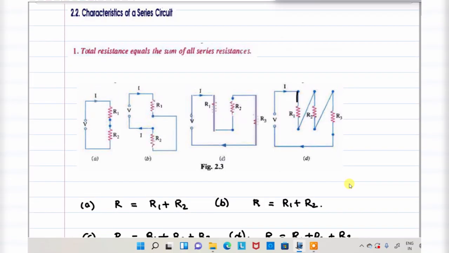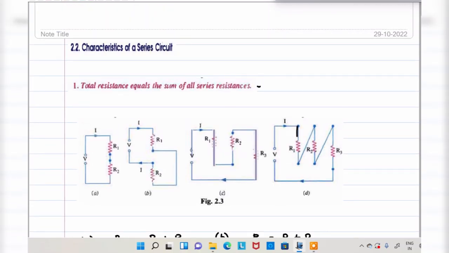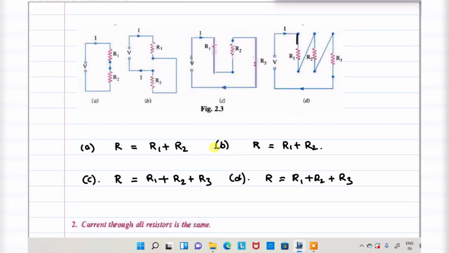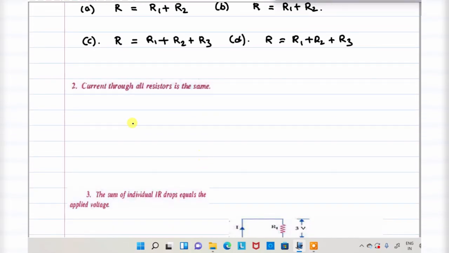All of you got the first characteristic? What is the first characteristic? Total resistance is equal to the sum of all the resistances. So this is proven. Okay. Next, coming to the second one: current through all resistors is the same. Already mentioned, in a series circuit the current is the same for all the elements.